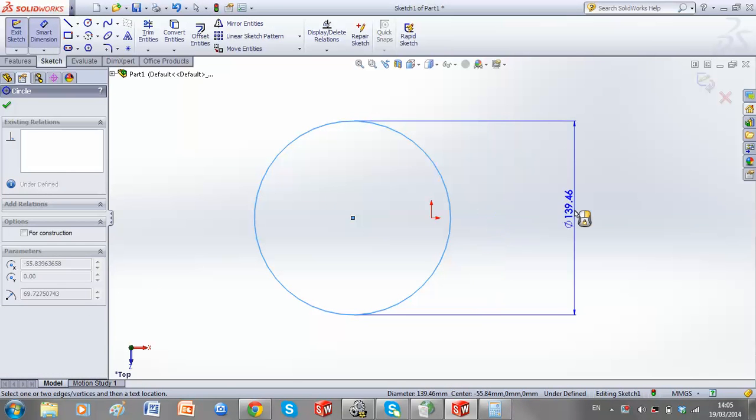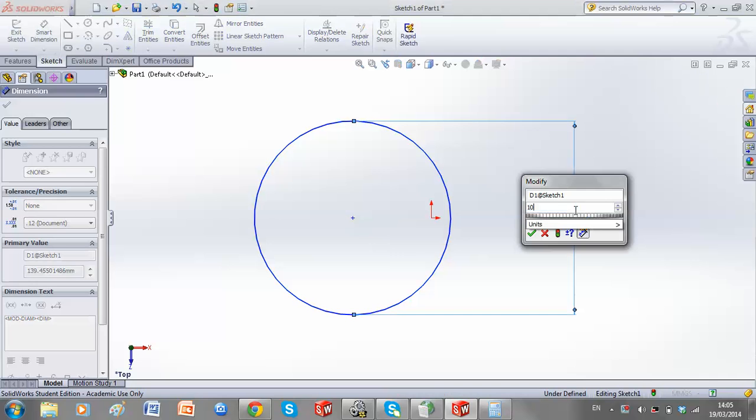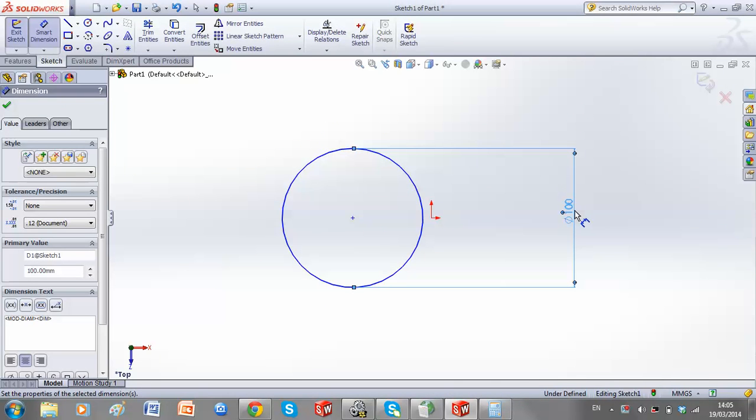We first need to get our radius, so we'll set our diameter to 100, which means our radius is going to be 50.